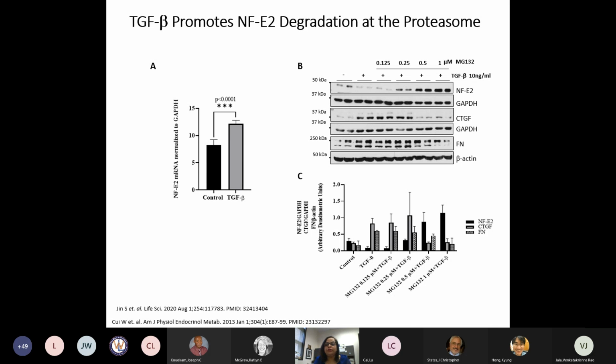Also, similar studies were done in animals that were treated with MG132 for 3 months. Type 1 diabetic OVE26 mice were treated with MG132 for 3 months, and the kidney homogenates were immunoblotted for CTGF and NFE2. We were able to demonstrate the same results in the kidney homogenates, where in the presence of MG132, NFE2 expression was preserved and CTGF expression was decreased.